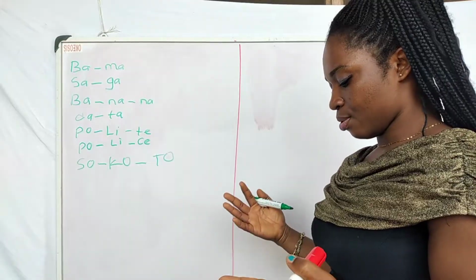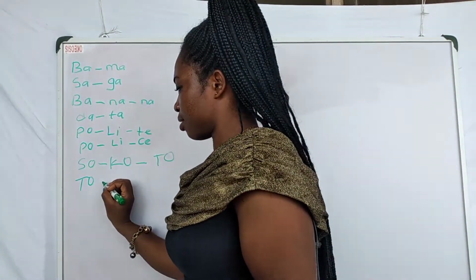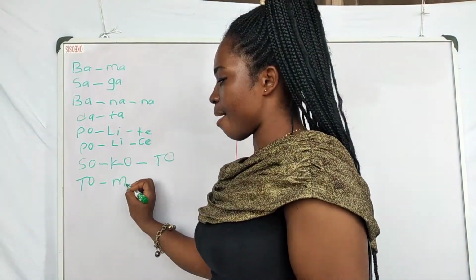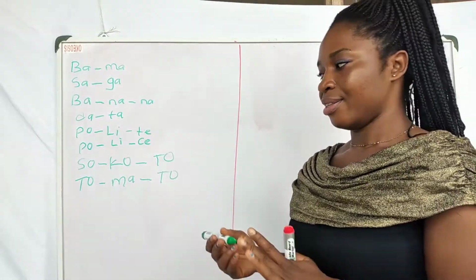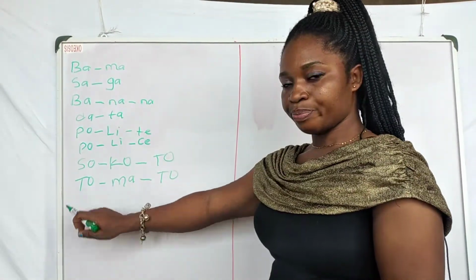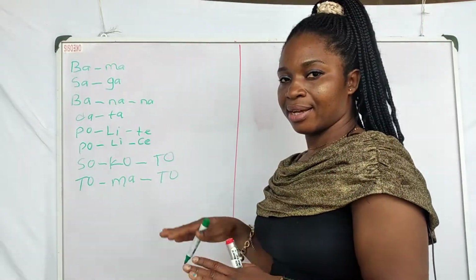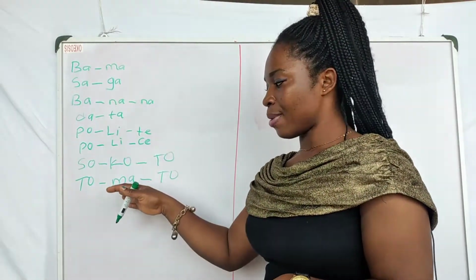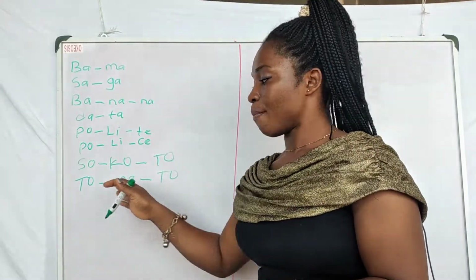And again, let's do TO, MA, TO. Let's try it. This is TO, this is MA, and this is TO. Put together it is what? Tomato. So we say this is tomatoes, tomato.